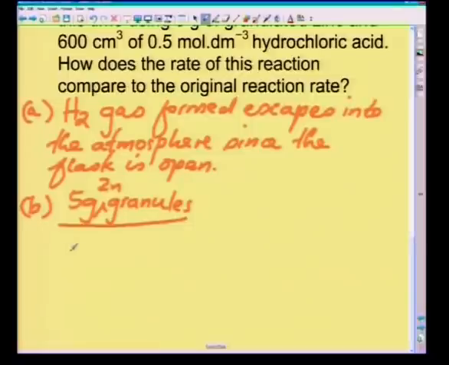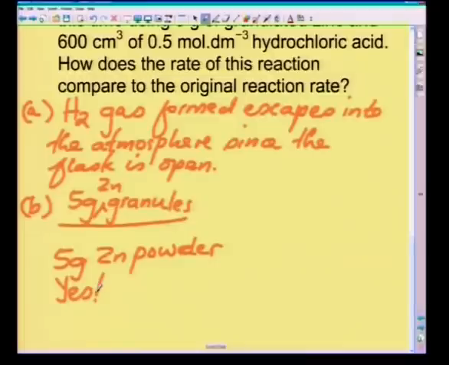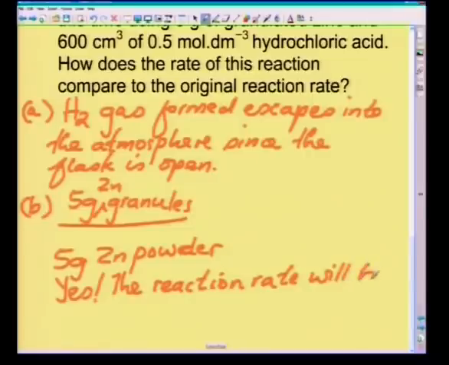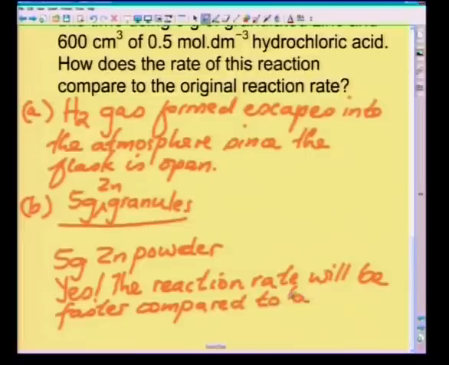Now you are having 5 grams, but what have you done now? You now have 5 grams of zinc powder. Will this change the rate of reaction? Exactly yes. The answer is yes. The rate of reaction is going to change. How will it change? The reaction rate will be faster. Okay, this time it will be faster compared to when zinc granules were used.